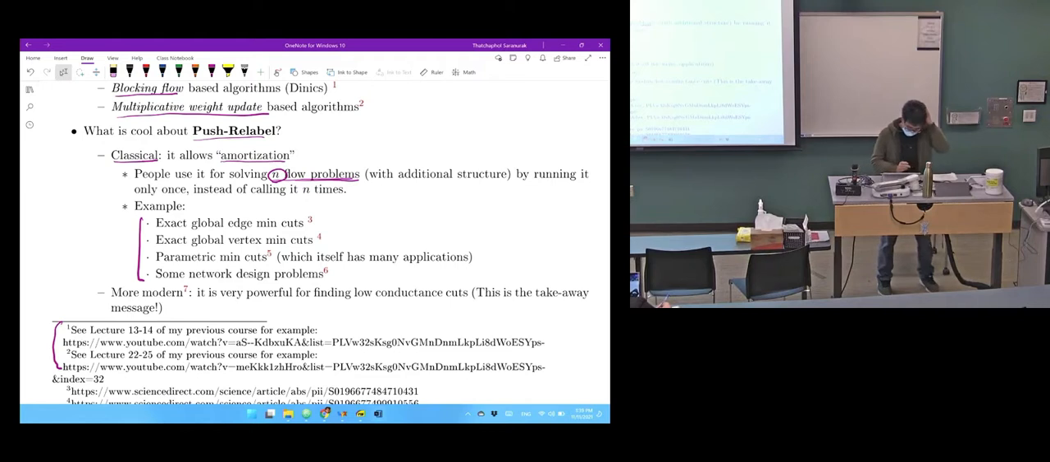It turns out that there is a more modern aspect of why this is a cool thing. This framework is very nice for finding low conductance cuts, to find sparse cuts, and this is why it's related to the expander thing. So this is the main takeaway that I want to tell you in this class, and maybe next class too, and next class too.